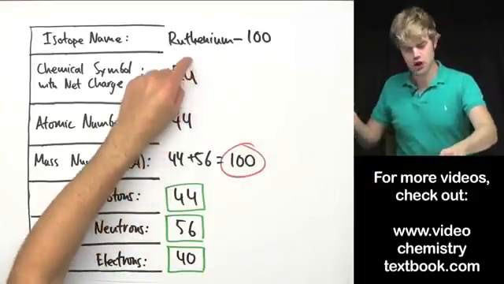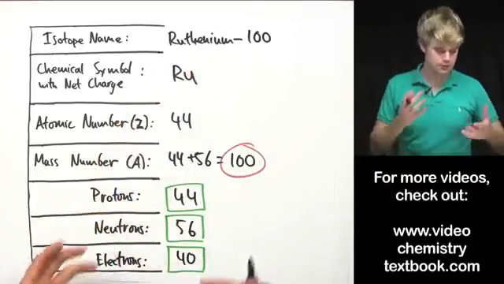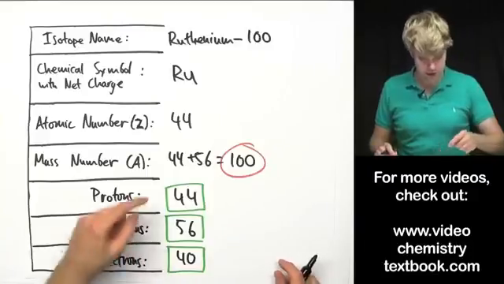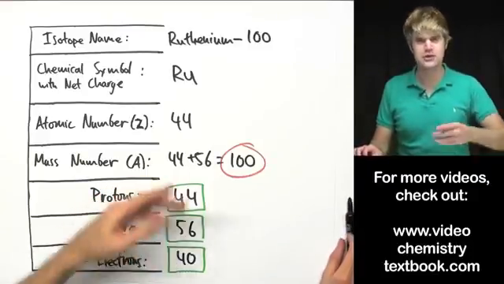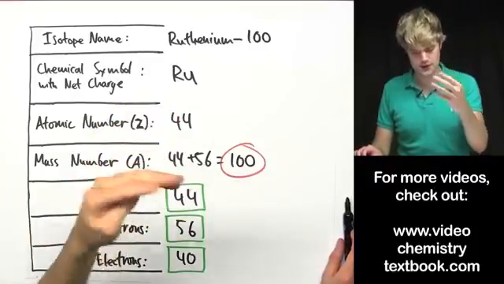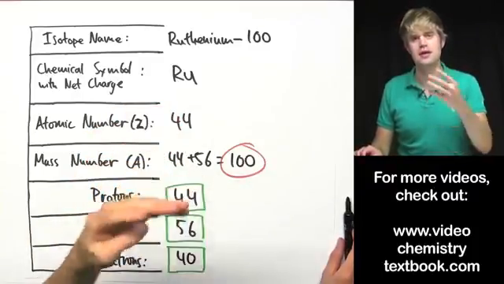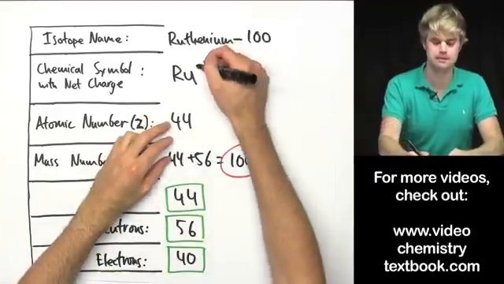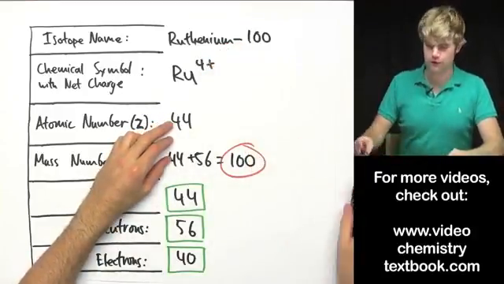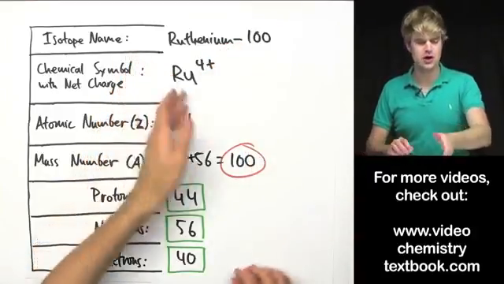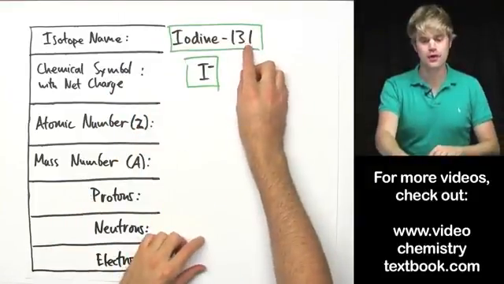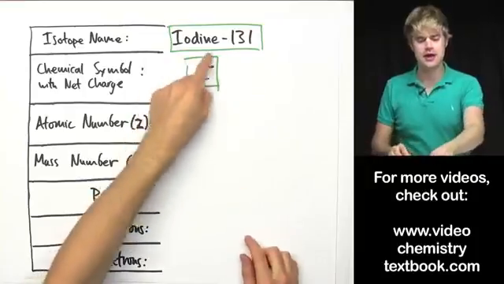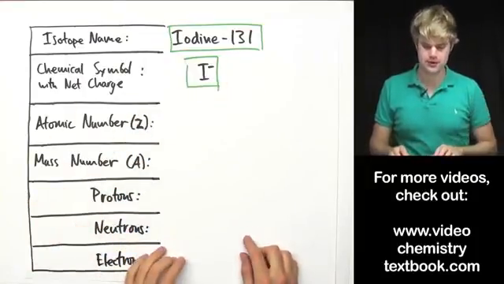And now for the net charge that we'll put up here, it's protons and electrons. So there are 44 protons and 40 electrons. That means there are 4 more protons than electrons. So there's going to be a net charge of 4+. Ru 4+ is going to finish this off as the chemical symbol with a net charge. Next, iodine 131, and it has a negative charge 1-.